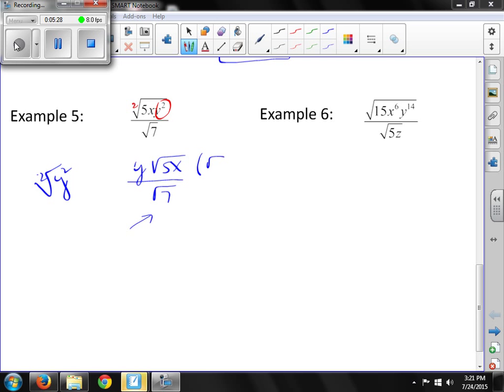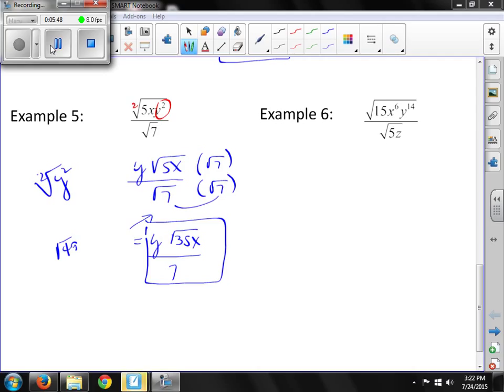I'm going to multiply the numerator by the square root of 7 and the denominator by the square root of 7, so that I'll have y square roots of 35x over the square root of 7 times the square root of 7, which is the square root of 49, which becomes 7. Final answer there.